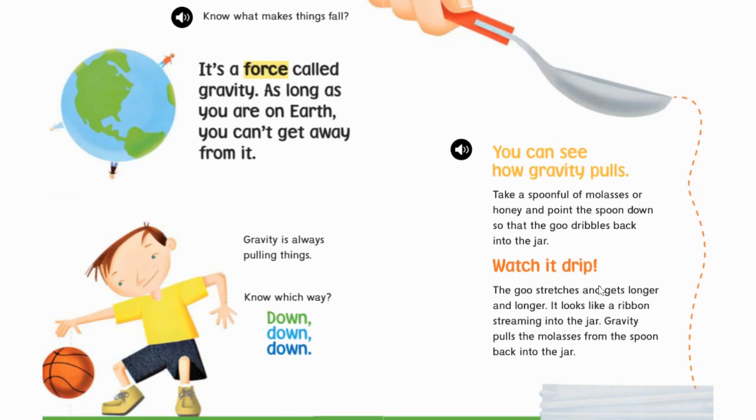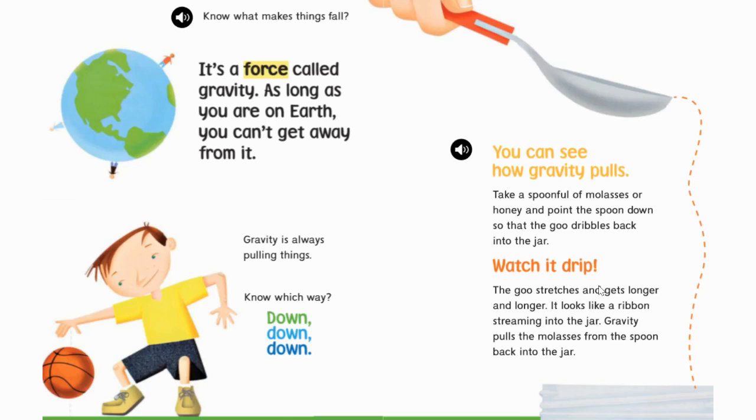You can see how gravity pulls. Take a spoonful of molasses or honey and point the spoon down so that the goo dribbles back into the jar. Watch it drip. The goo stretches and gets longer and longer. It looks like a ribbon streaming into the jar. Gravity pulls the molasses from the spoon back into the jar.